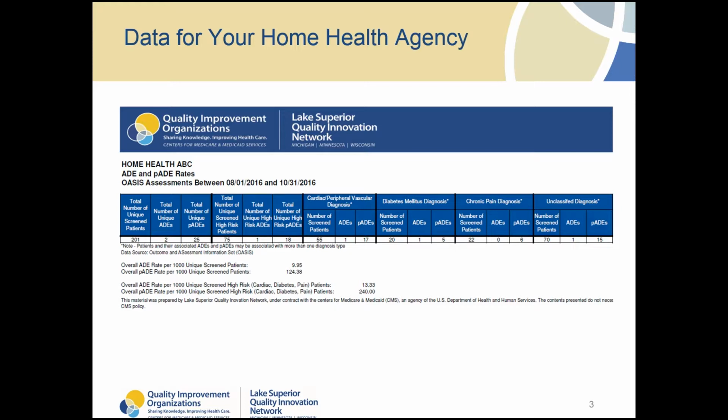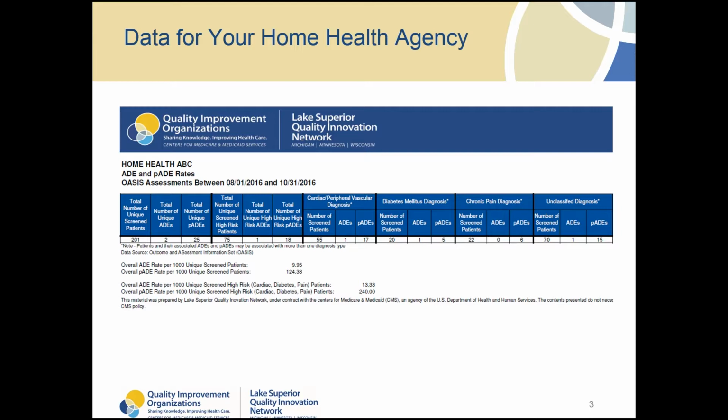In the rows below the table, there is the overall ADE rate for your agency per 1,000 unique screened patients and the overall pADE rate per 1,000 screened patients. There is also the overall ADE rate per 1,000 screened patients who are high risk, including those with cardiac peripheral vascular disease, chronic pain, and diabetes mellitus diagnoses.